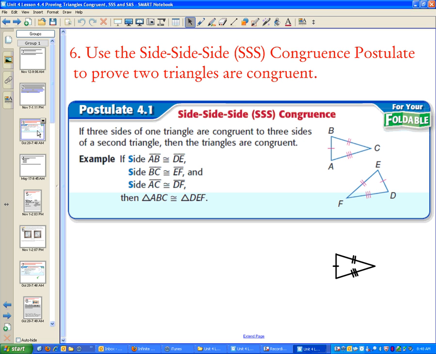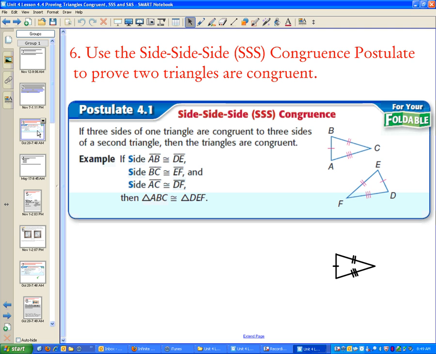Side, side, side. On page 262. If 3 sides of one triangle are congruent to 3 sides of a second triangle, then the triangles are congruent. That's why it's called side, side, side. 1 pair of congruent sides, 2nd pair of congruent sides, 3rd pair of congruent sides. Side, side, side.